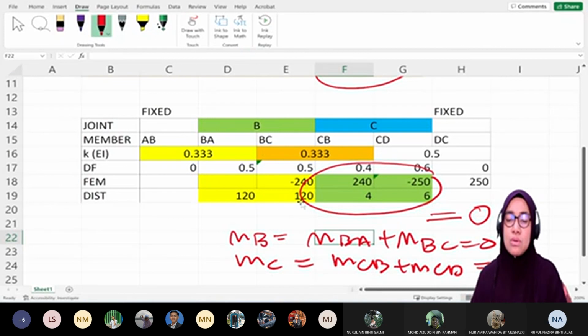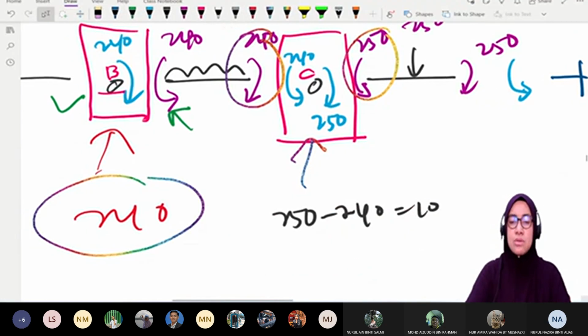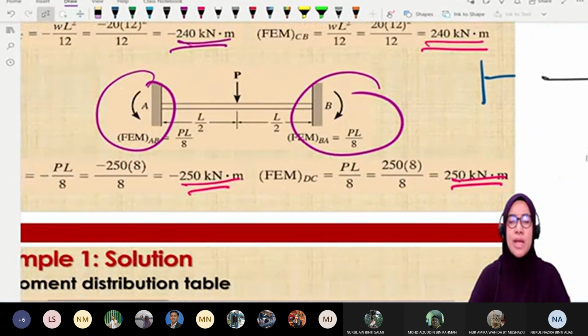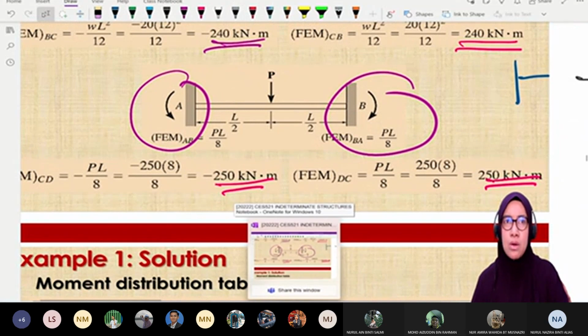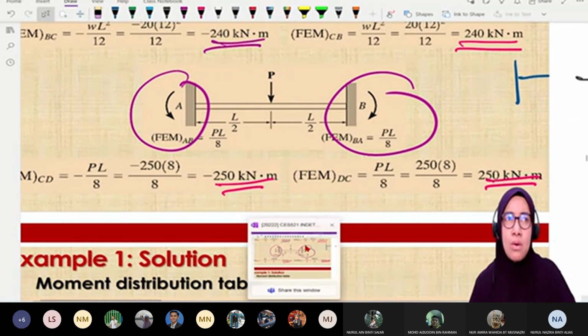Okay, so nanti tengok balik video yang tadi tu. And tengok juga yang ni, this is the first process bila kita nak start buat moment, nak calculate internal moment or member end moment. This is the first step, the first distribution. Okay? So if you have any more question, you can text me using Teams chat. Nanti saya akan answer you lah. If you want to do your exercise, any exercise, please put into the OneNote and I can check your answer.